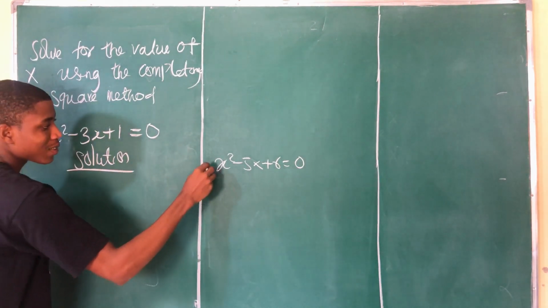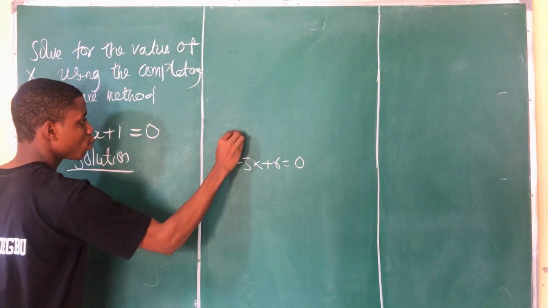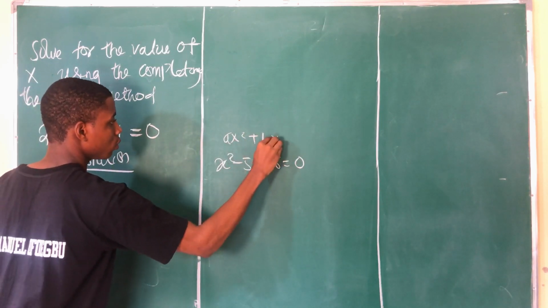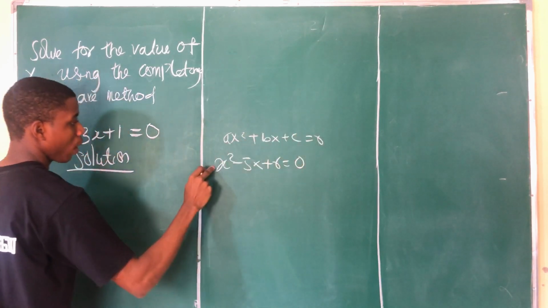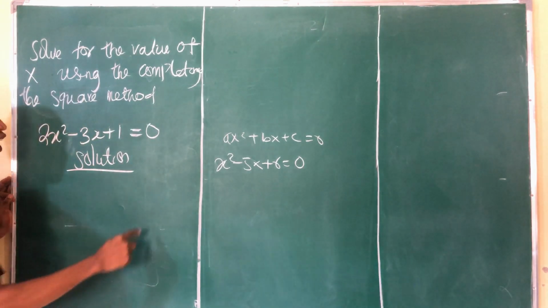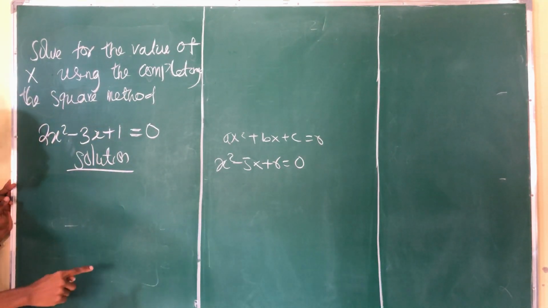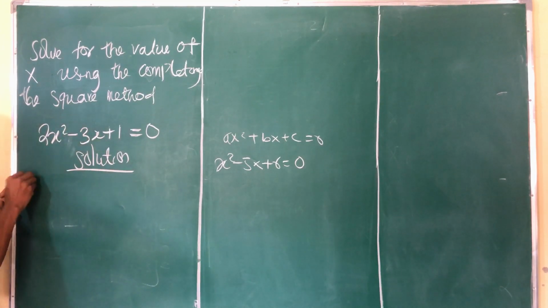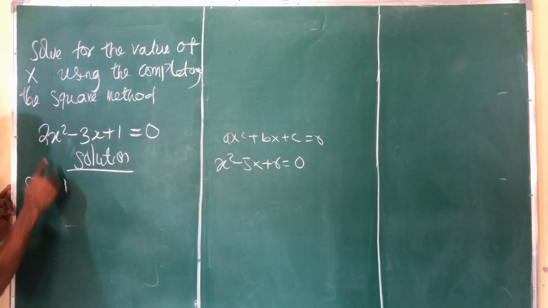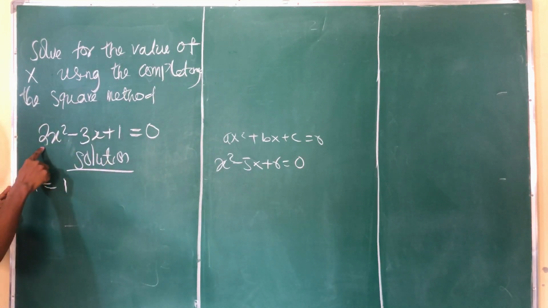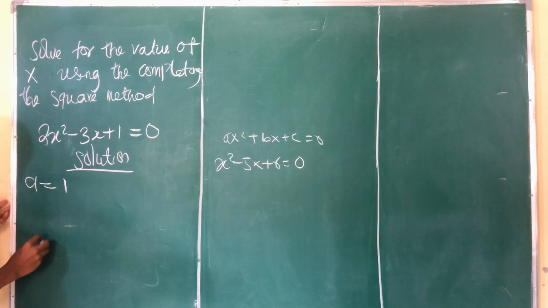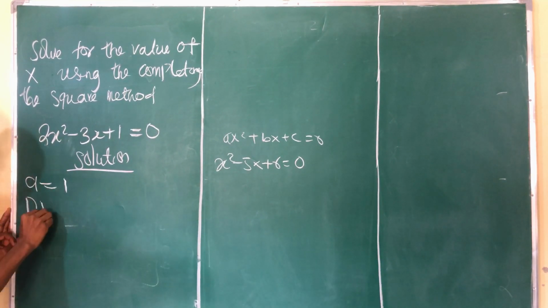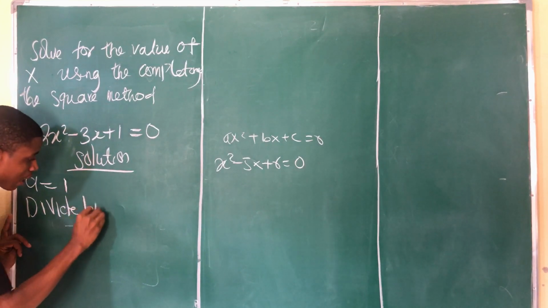But you notice that comparing it with the general equation, the value of a was 1. So please, in any question where you're told to solve using the completing the square method, a must be equal to what? 1. In this case, a is not 1. So how do we make a equal to 1? You need to divide both sides by the coefficient of x².